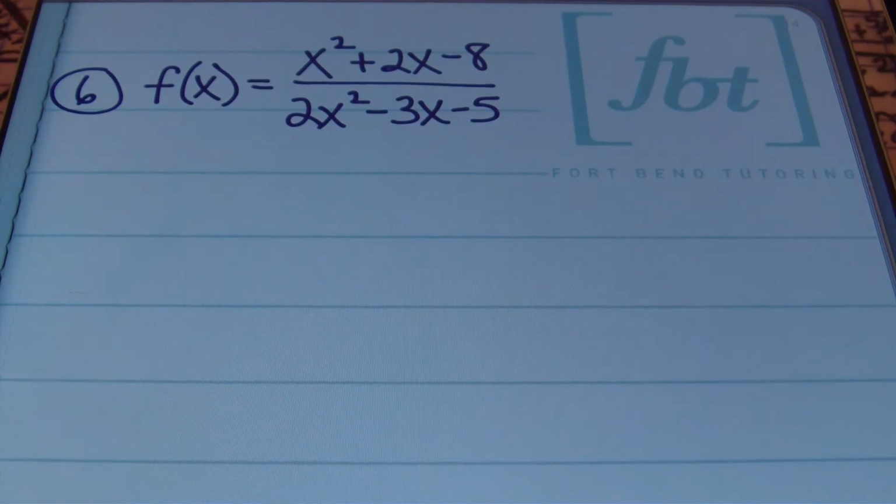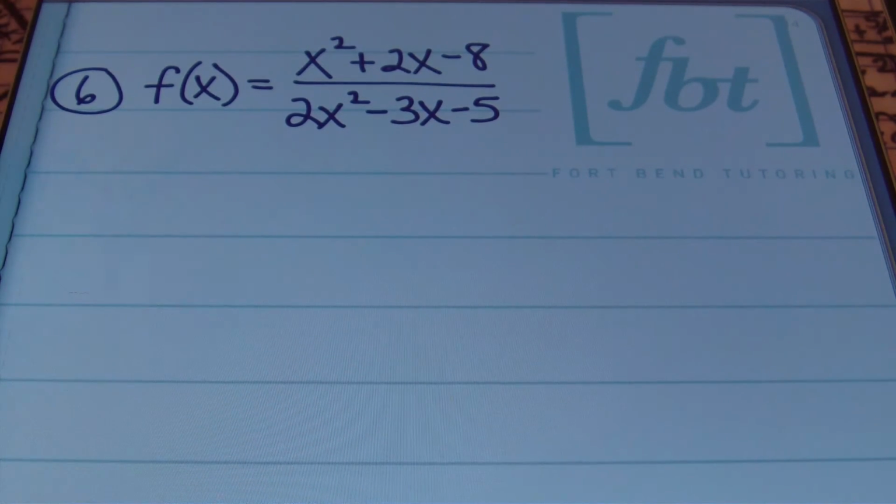Okay. Here we have problem number 6. And in problem number 6, we have f of x equals x squared plus 2x minus 8 divided by 2x squared minus 3x minus 5. Alright, so the highest degree in the numerator is 2, and the highest degree in the denominator is 2. Once again, you're looking at the exponents on your variable x. You want to make sure that you're not looking at the factored form of the equation. You've already multiplied everything out.